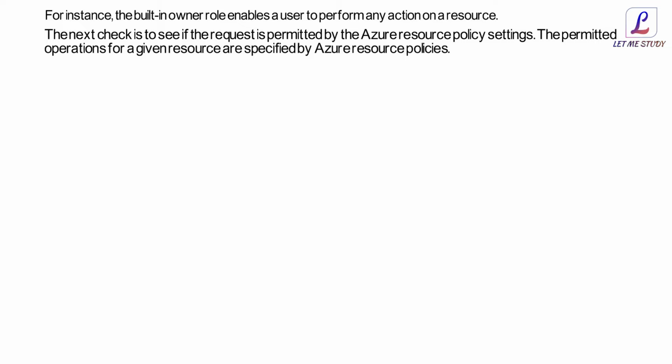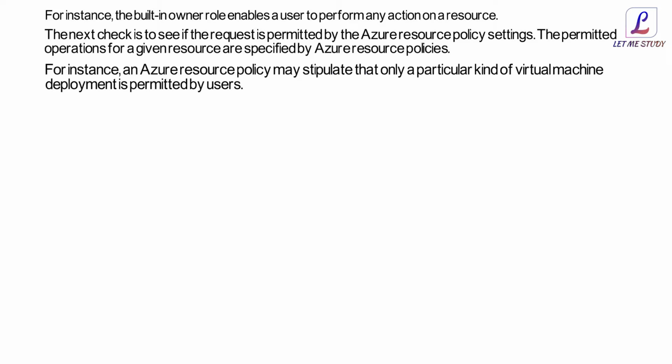The next check is to see if the request is permitted by the Azure Resource Policy settings. The permitted operations for a given resource are specified by Azure Resource Policies. For instance, an Azure Resource Policy may stipulate that only a particular kind of virtual machine deployment is permitted by users.